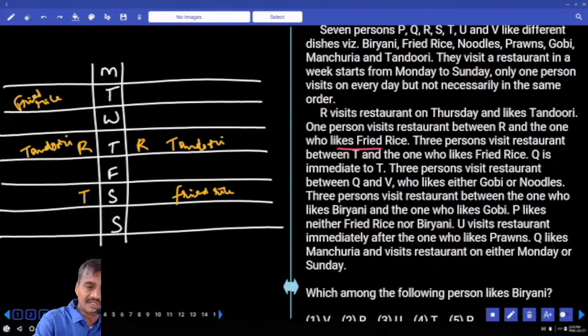Now here again, between T and the one who likes fried rice there must be exactly 3 people. And Q is immediate to T, on either side of this one. Q is adjacent to T.